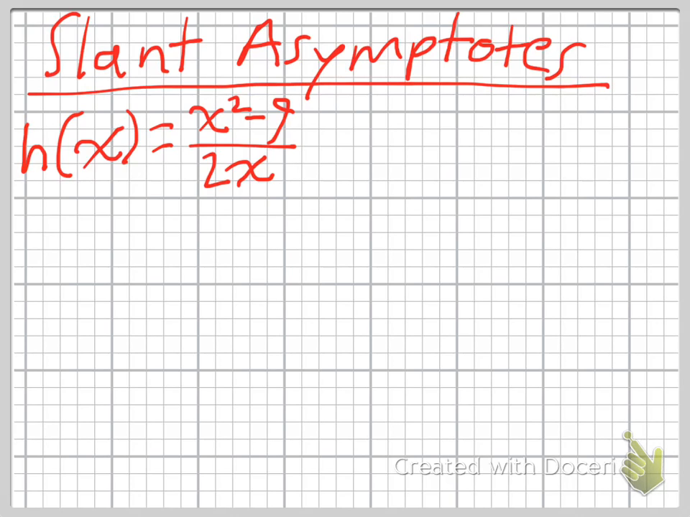So slant asymptotes, and this is the other kind of non-vertical asymptote. If your function doesn't have a horizontal asymptote, then it'll have a slant asymptote. Slant asymptotes are easily identified.